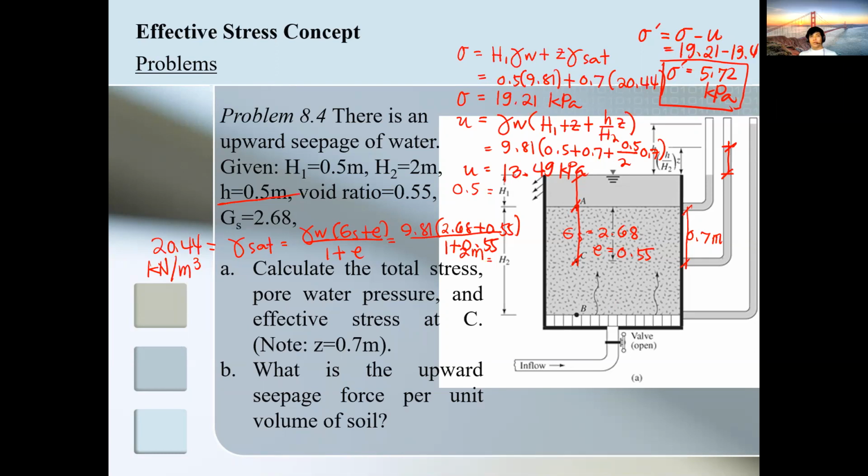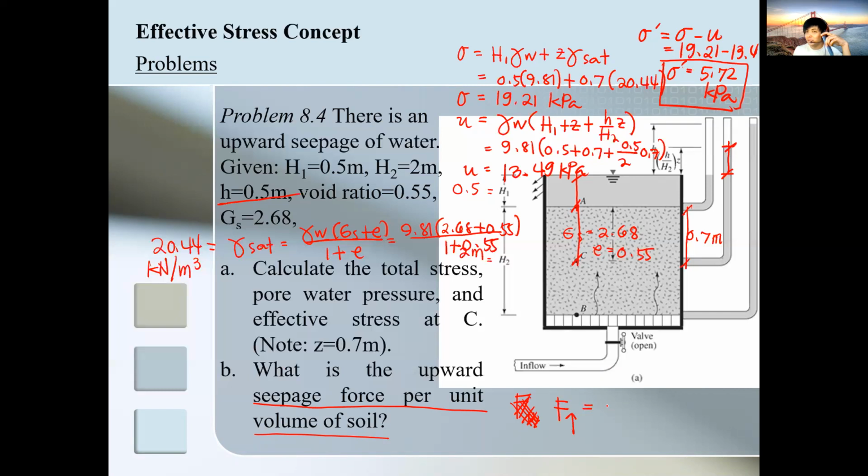So it is the same procedure that we do, but again, we just included the different head added or head loss depending on the condition of the problem. Okay, so what is the upward seepage force? Upward seepage force per unit volume. So let's just write it as F sub U, with an upward arrow.